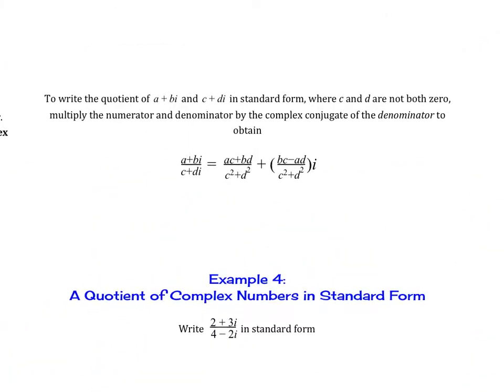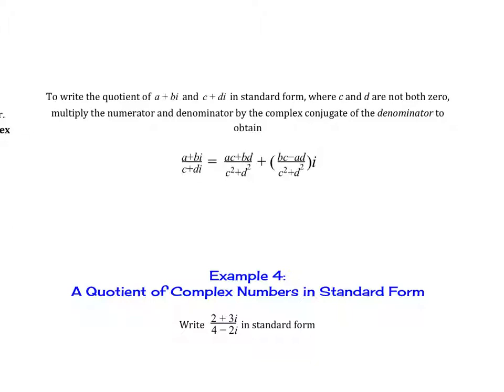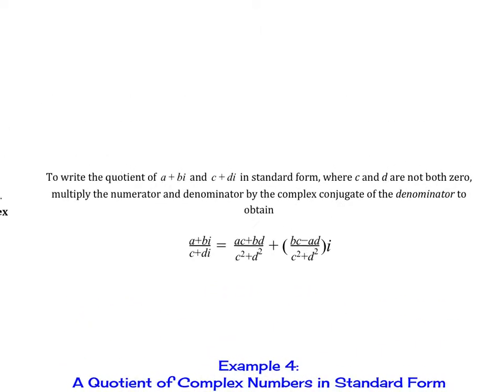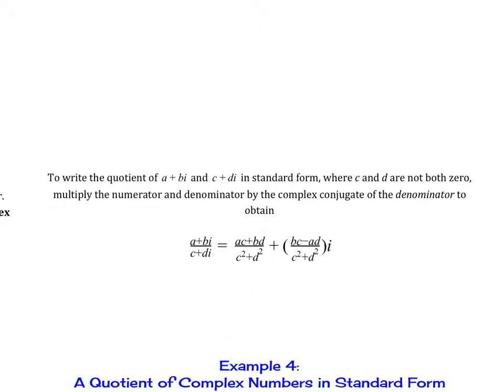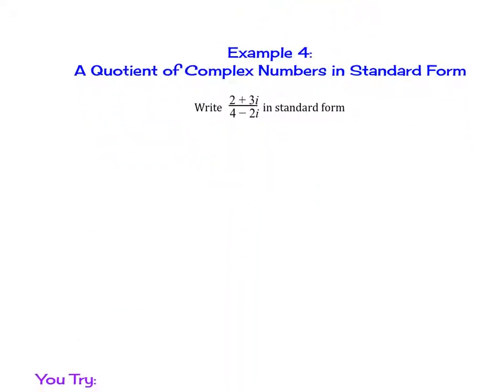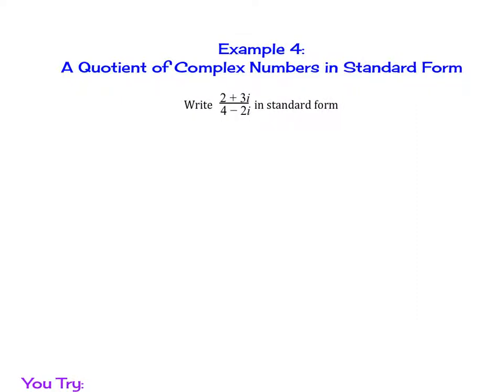We're going to write the quotient of a plus bi and c plus di in standard form, where c and d are not both 0. We're going to multiply the numerator and denominator by the complex conjugate of the denominator to obtain this form. We need to write it in standard form, so we're trying to get the i by itself and the real parts by itself. So let's do an example: quotient of complex numbers in standard form.